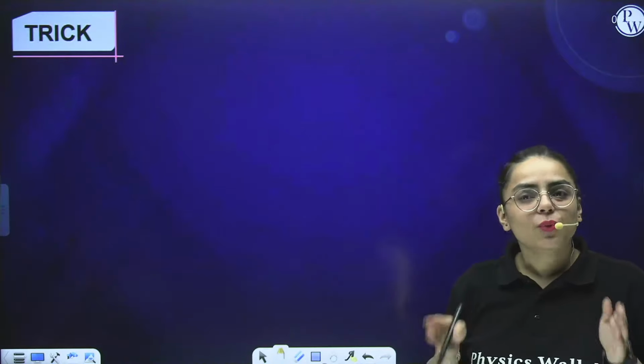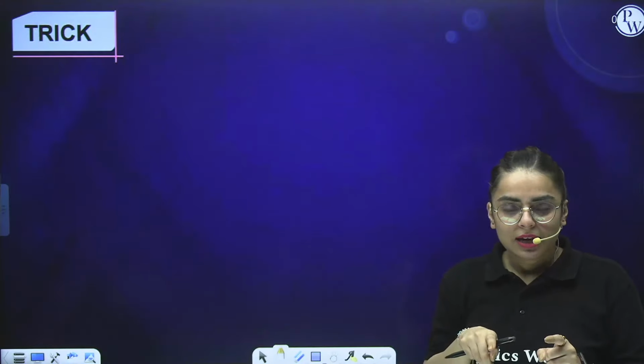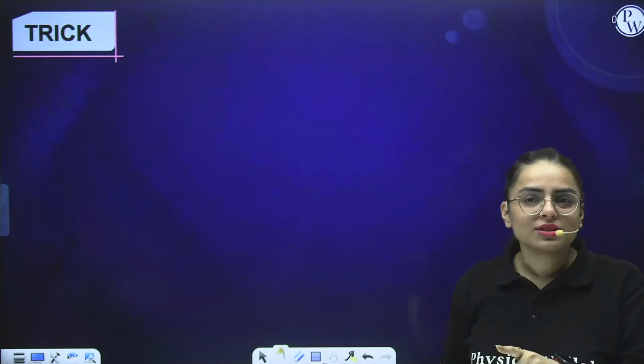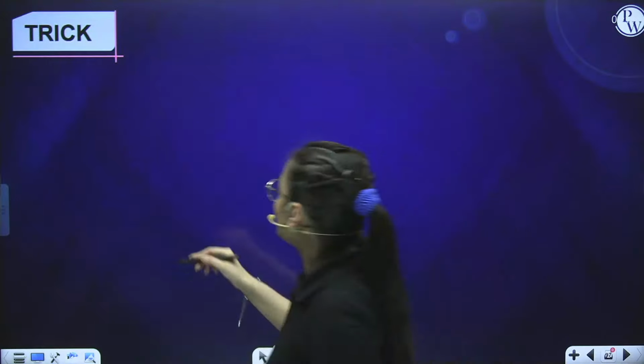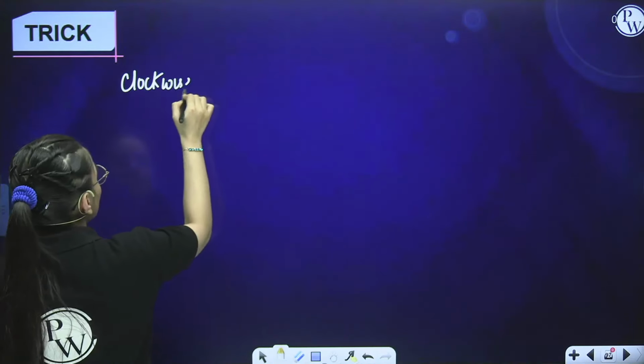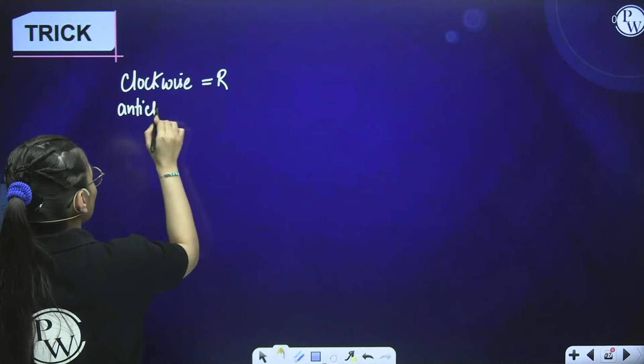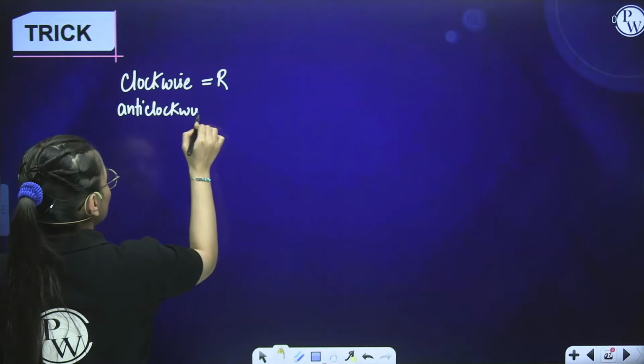Fourth one is present on the vertical line, then you have to move from first number to the third number. Okay, and if you are moving in clockwise direction, then it is R. In anti-clockwise direction, it is S.